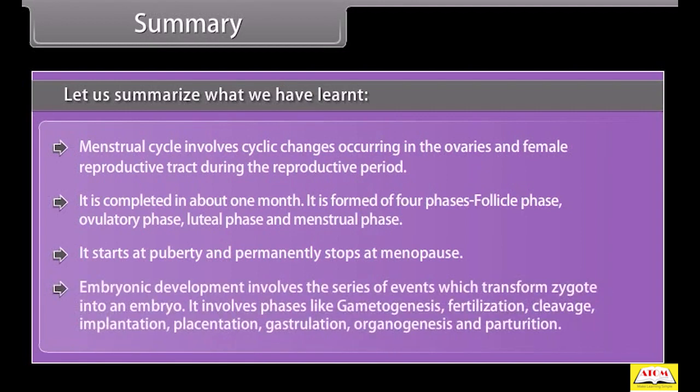Embryonic development involves the series of events which transform zygote into an embryo. It involves phases like gametogenesis, fertilization, cleavage, implantation, placentation, gastrulation, organogenesis, and parturition.